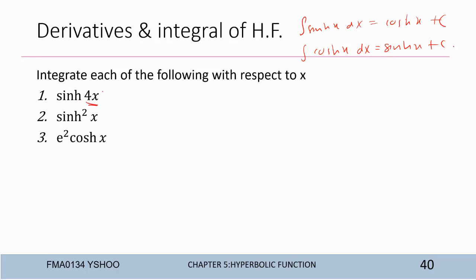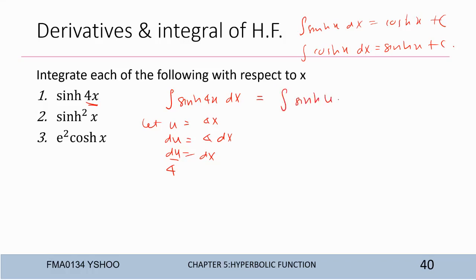But now this one is a 4x. If you are not familiar with the direct integral, what we can see is that when I want to integrate sine 4x dx, I can let u equal to 4x, so du equals 4 dx, or our dx actually is du over 4. So this question becomes integral sine u du over 4. So you're going to have negative cos u over 4 plus c. Then change back our u, it becomes negative cos 4x over 4 plus c.